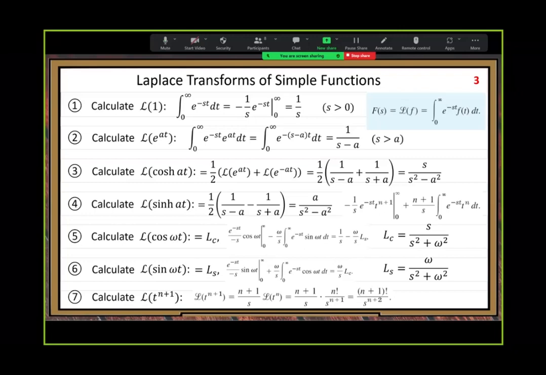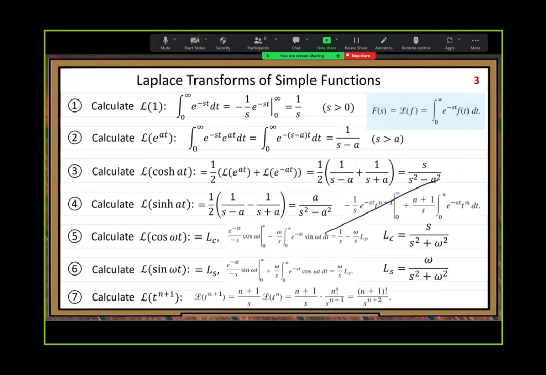So the first term is gone. After integration by parts, this term is gone. All right, so we just have m plus 1 over s.